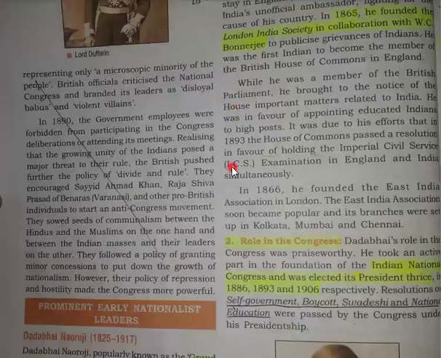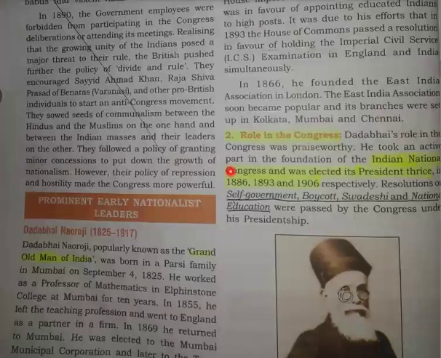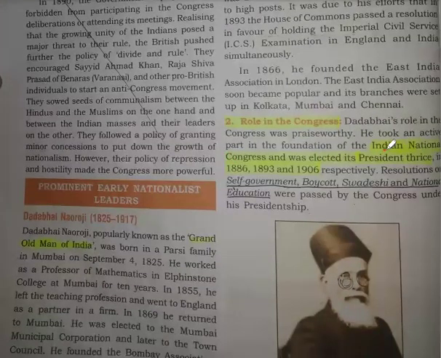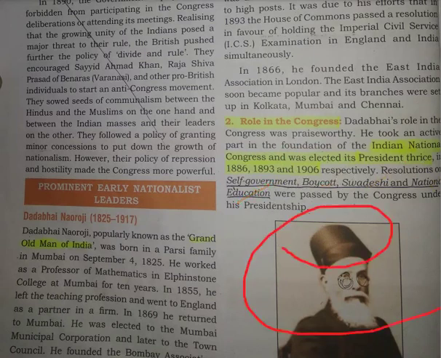Then the role in Congress of Dadabhai Naoroji was simple. In the Indian National Congress, he was elected its president thrice: 1886, 1893, and 1906. All these years are important. The resolutions on self-government, boycott, Swadeshi, and national education were passed by the Congress under his presidentship.